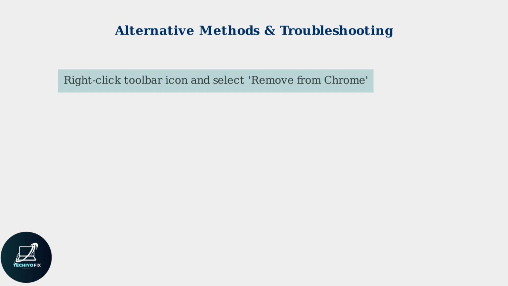Besides the main method, you can also remove an extension by right-clicking its icon on the Chrome toolbar, if it has one. A menu will appear with a Remove from Chrome option. Click that and confirm as before.